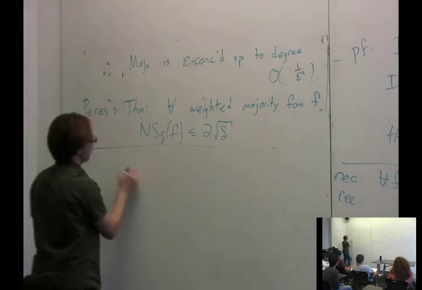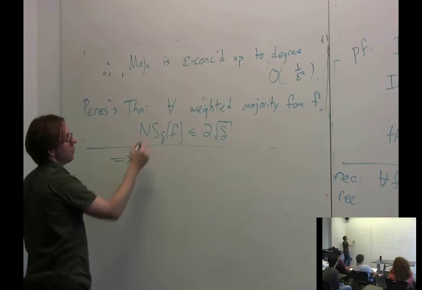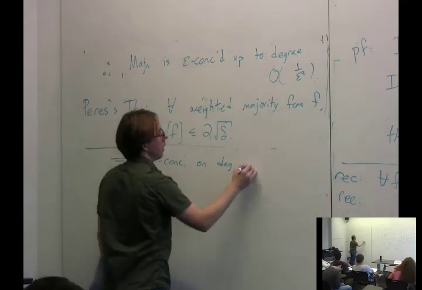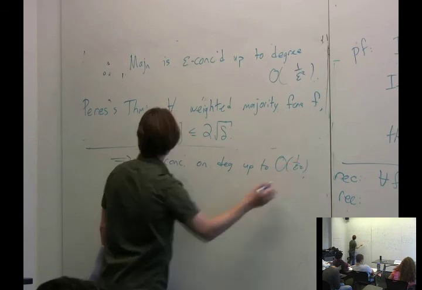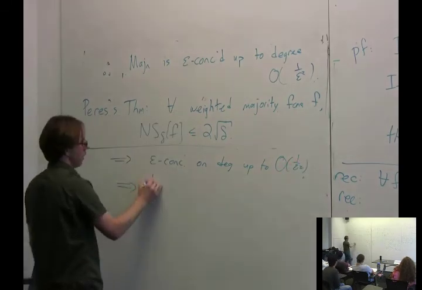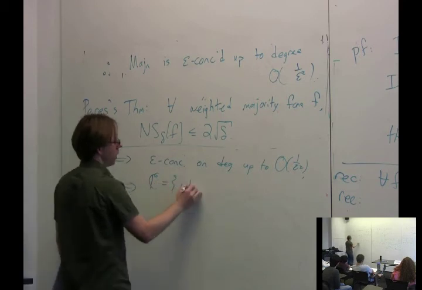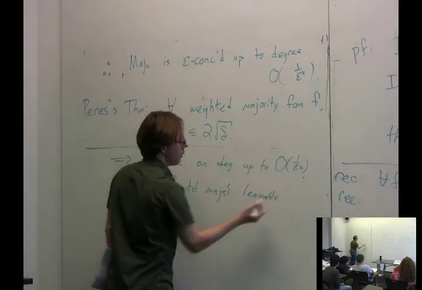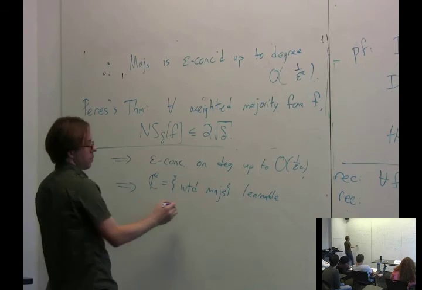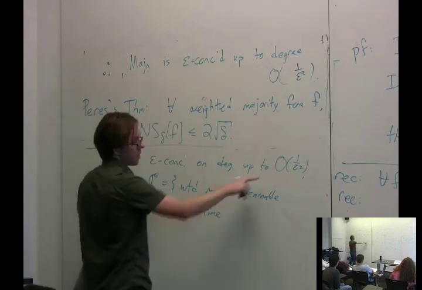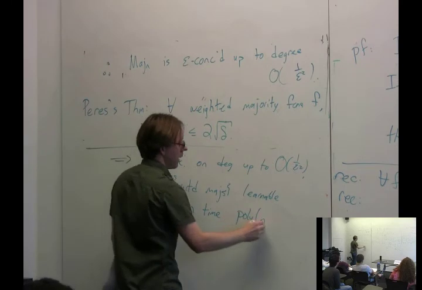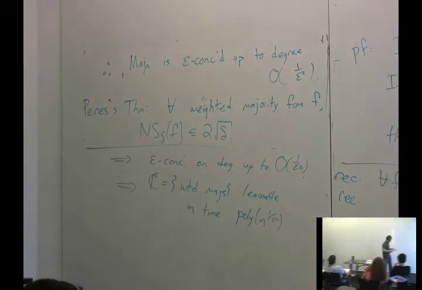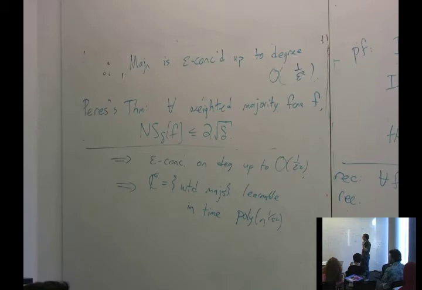Indeed, it is true. So it implies that for all weighted majorities, we have epsilon concentration on degree up to O of 1 over epsilon squared. And so by the low degree algorithm, you can learn C, the class of all weighted majorities. It's learnable from random examples only to error epsilon in time, remember, something like n to the 1 over epsilon squared, which is polynomial time if epsilon is a constant. Any questions about that?